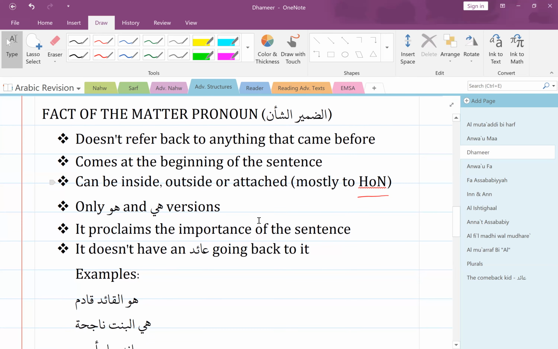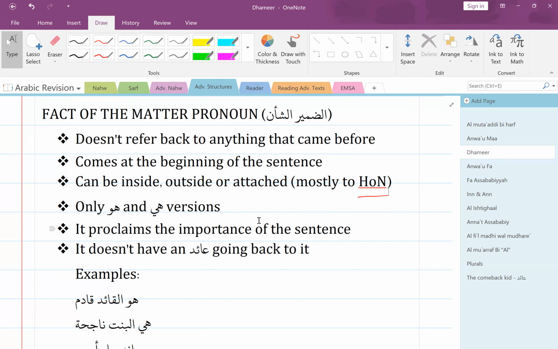And then what does it do? It basically shows the importance of the sentence, to give importance to whatever is happening. And you cannot have a pronoun after it going back to it. What do I mean by this? For example, you cannot say "the one who ate it," where this "it" goes back to the shan. You cannot do that. Otherwise, it will not be the shan. It will be another pronoun that refers back to another thing.